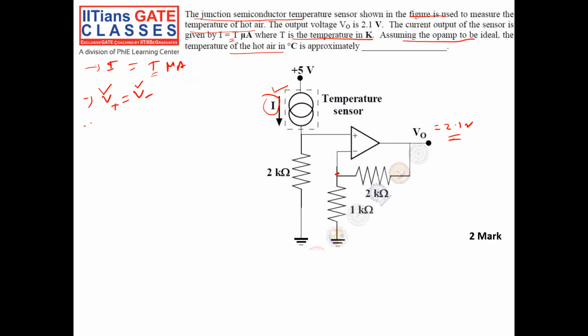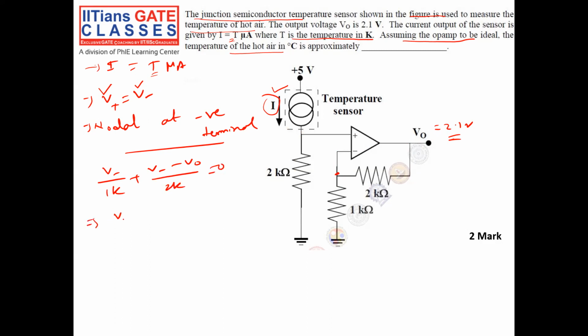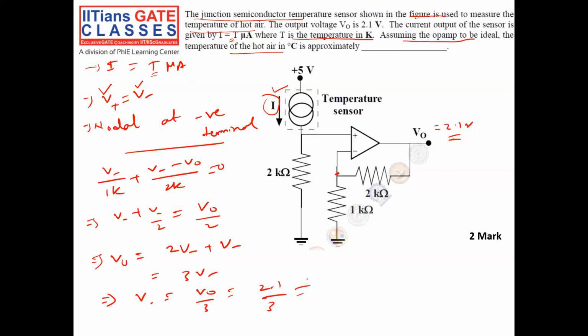Let's put a nodal equation at the negative terminal. V negative by 1k plus V negative minus V0 by 2k equal to 0. This implies, the k gets cancelled, V negative plus V negative by 2 is equal to V0 by 2. So V0 is equal to 2 V negative plus V negative, which is 3 V negative. This implies V negative is equal to V0 by 3. V0 is given, 2.1 by 3, so it is equal to 0.7 volt.